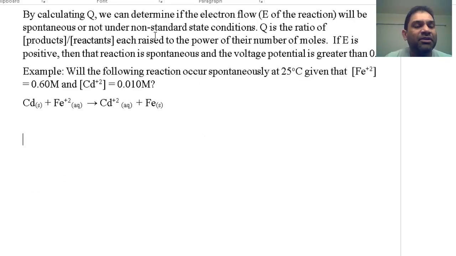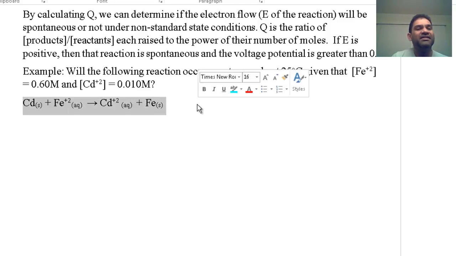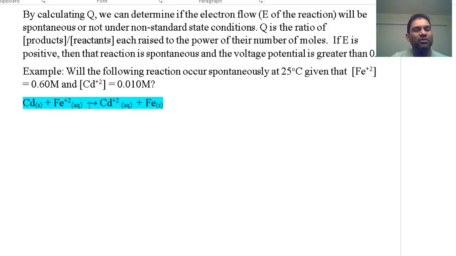So let's do an example here. Will this reaction occur spontaneously? Iron and cadmium, we're at non-standard state conditions. Here is the equation that they are giving us. Here the equation has a single pointed arrow. Technically, a lot of these equations, I don't know if you noticed, are back and forth.